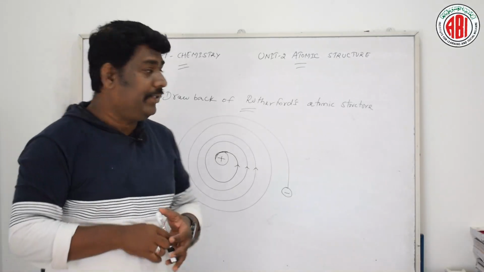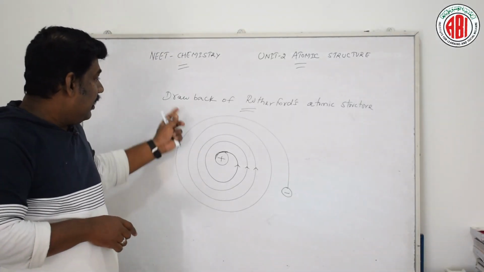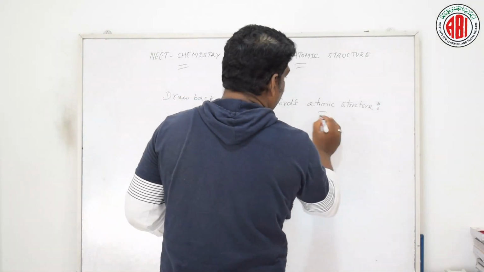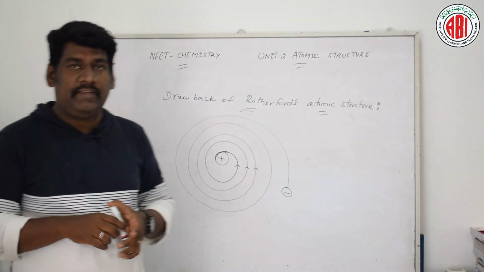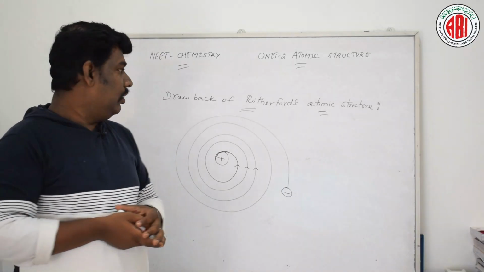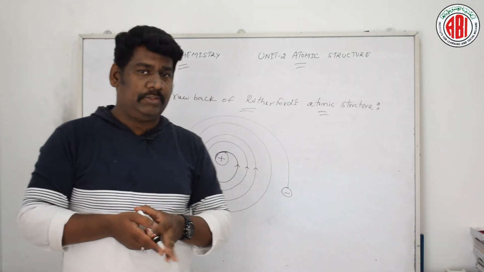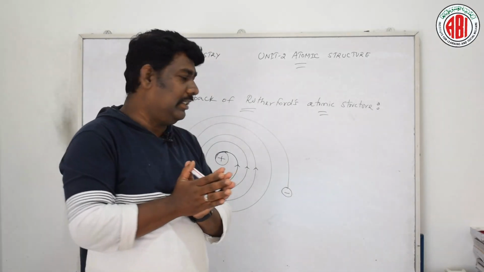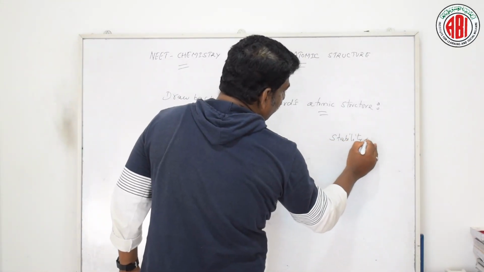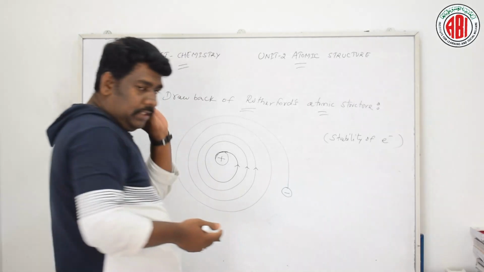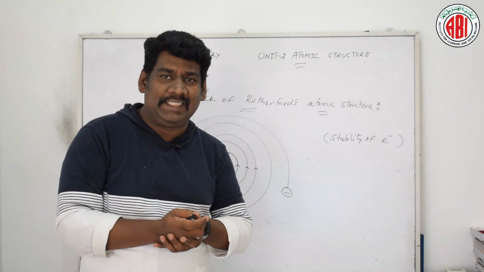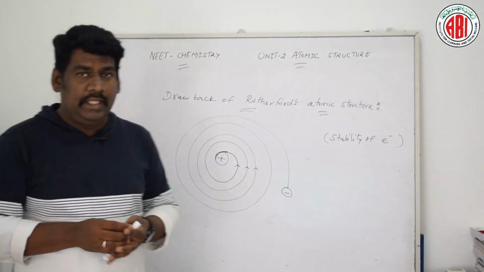Okay. Now we are going to discuss the drawback of Rutherford's atomic structure. As we know, Rutherford was the first person who explained the planetary model of atomic structure. The major drawback of Rutherford's atomic structure is the stability of the electron. He couldn't explain the stability of the electron. So how? Let us see this.